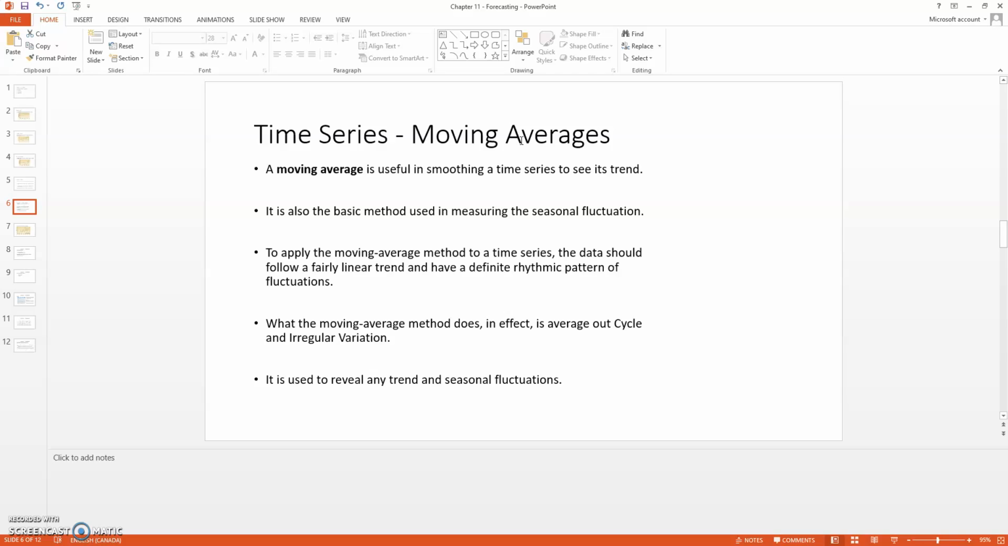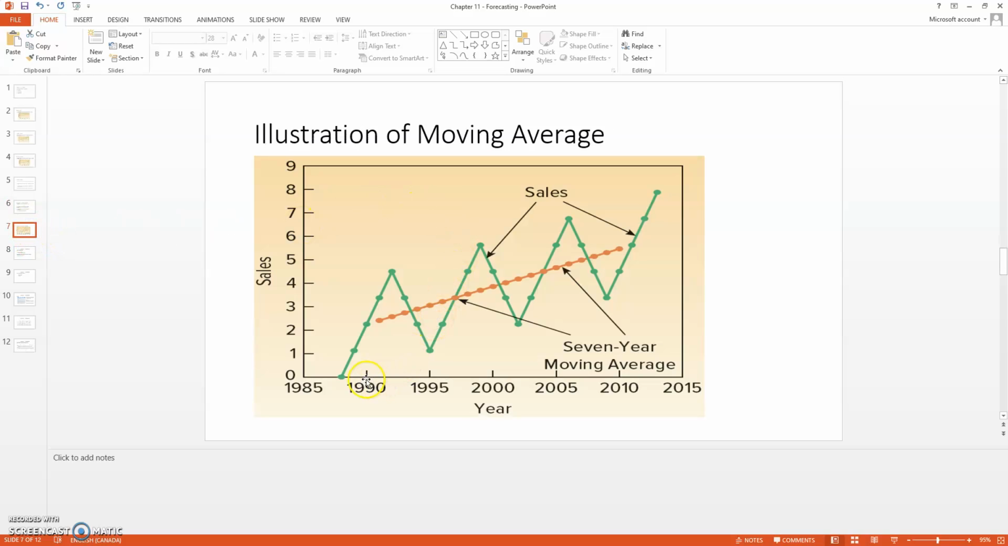So as it says, the moving average is useful in smoothing a time series to see its trend. Basic method in measuring the seasonal fluctuation. So to use the moving averages for a time series trend analysis, the data should follow a fairly linear trend and have that definite rhythmic pattern of fluctuations. And it is used to reveal any trend and seasonal fluctuations. Let's take a look at this example. Here is some seasonal or variations here.